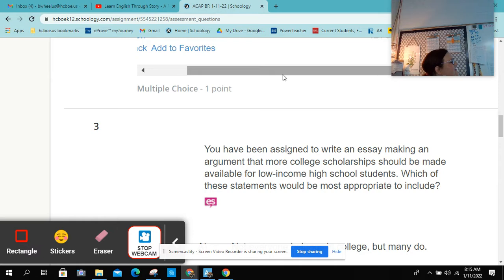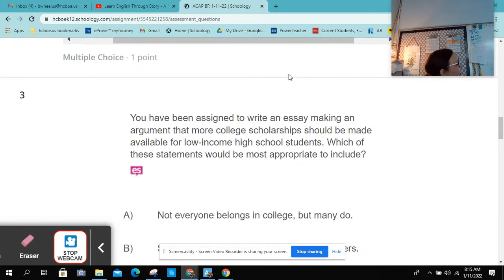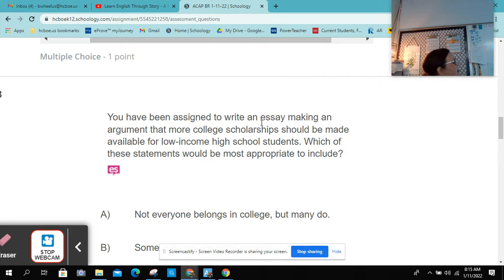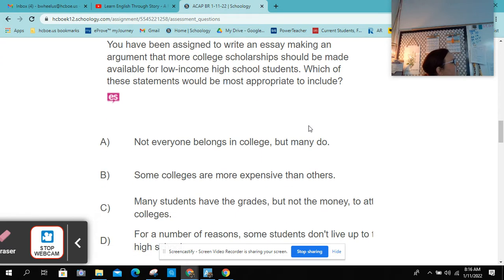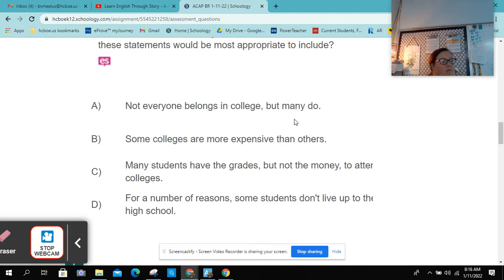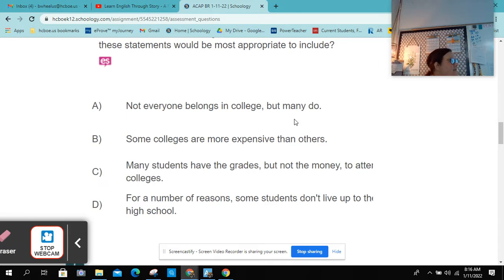But that is going to be the quickest way to come to a correct answer. All right? The next question, you have been assigned to write an essay making an argument that more college scholarships should be made available for low-income high school students. Which of these statements would be most appropriate to include? This is going to be a formal piece of writing. It has to be clear. It has to have formal language. That means you can't write as you text. It doesn't need to be ambiguous, meaning it doesn't need to be unclear. It needs to be straight to the point. Okay?